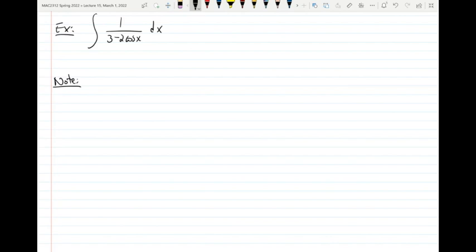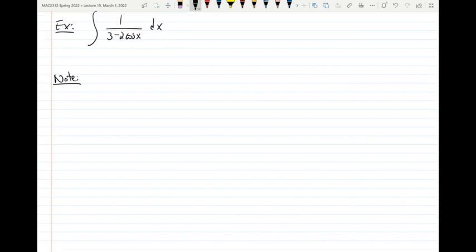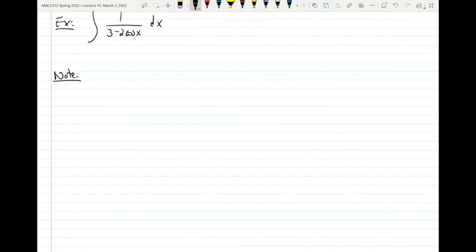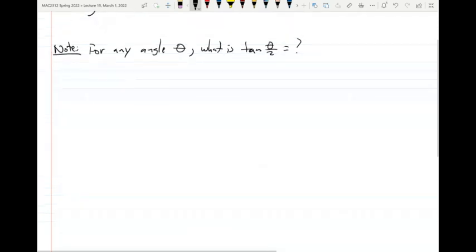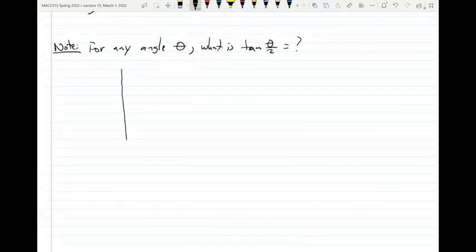Typically we have a half angle formula for sine and for cosine. And then for tangent, people say, oh, it's just sine over cosine. But that formula is going to give you a radical and a plus or minus, and it's ugly. There is actually a very nice formula for half angle for tangent. So note, for any angle theta, what is tangent of theta over 2? What's a nice formula for this? This is what I want to discuss. And so we don't waste too much time, let me show you.